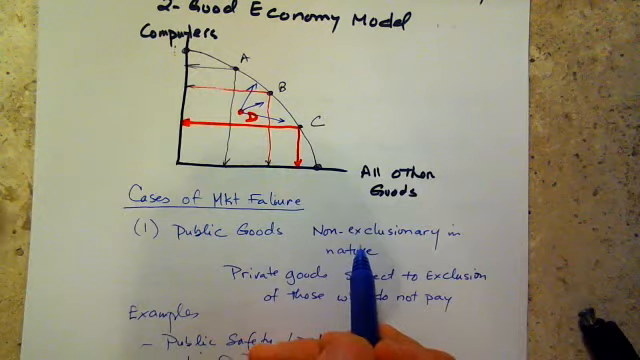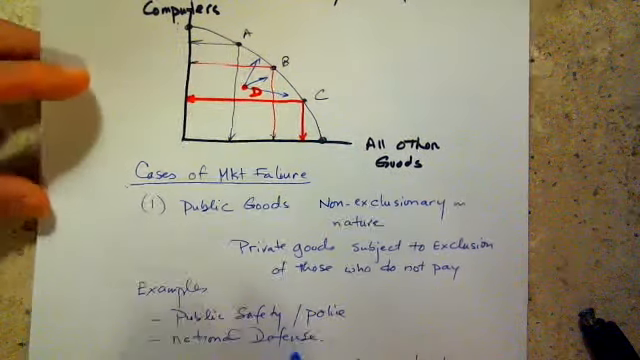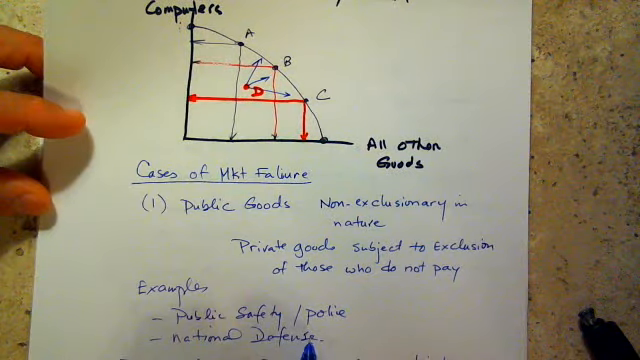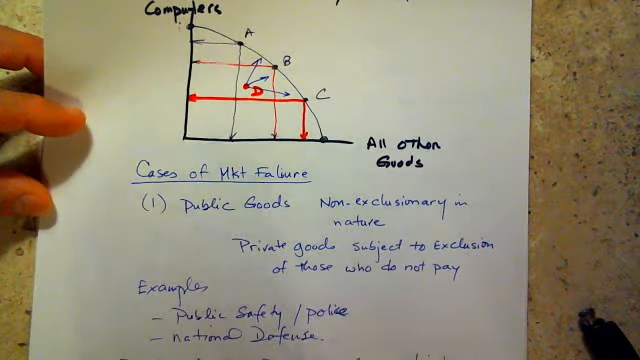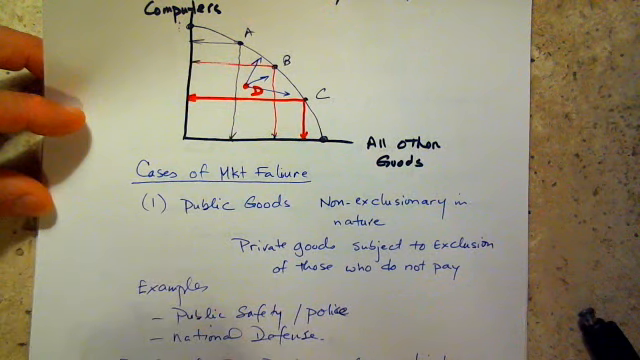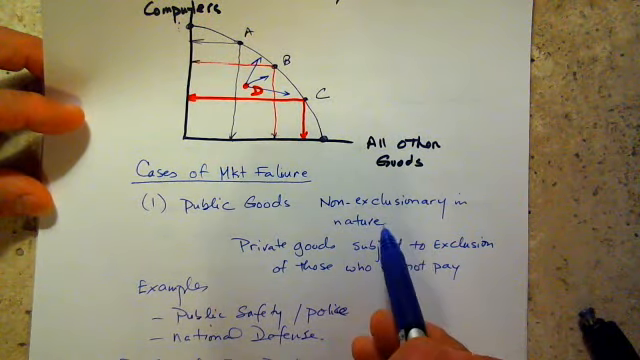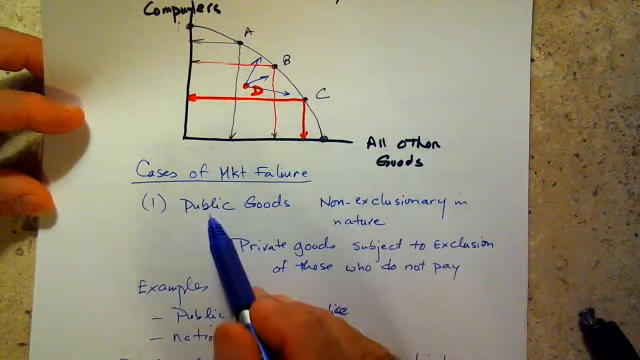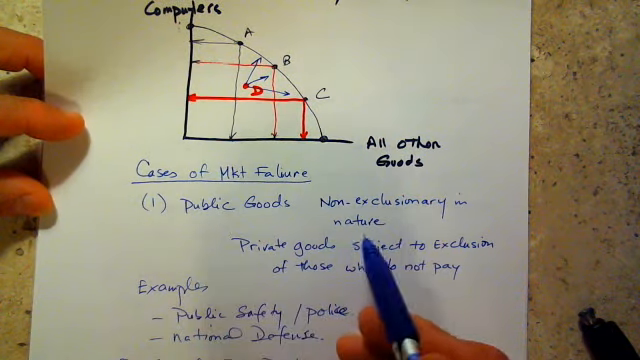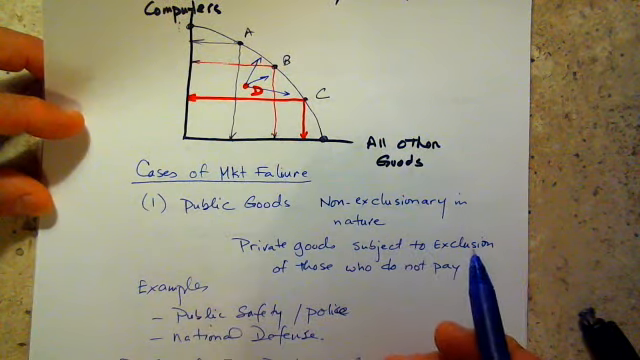Examples are public safety, police protection, national defense, public health. These are measures that, if they are put in place, you cannot select certain individuals to have access and exclude others. So the non-exclusionary rule or nature of a product will determine whether something is public or not. Again, a public park across your street is one example.